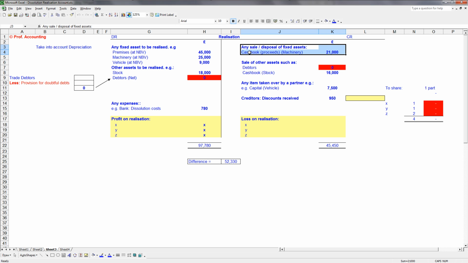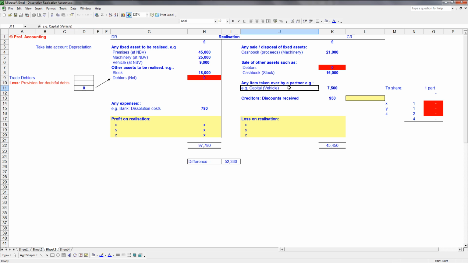The debtors, this will be the money we receive, the income, and then the cash book, the money we receive for stock as well. Further down, we've got the items taken by the partner. This is where the partnership may want to keep certain fixed assets, in this case, the vehicle.